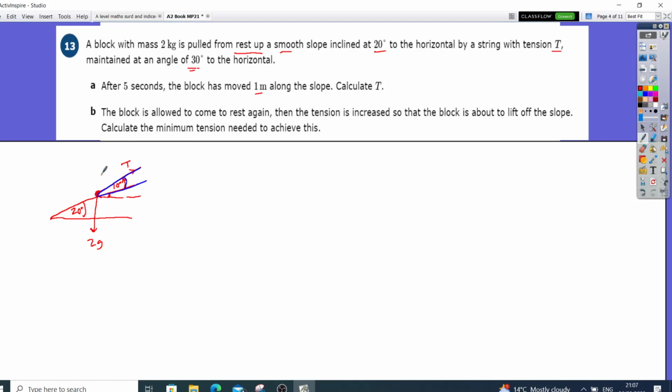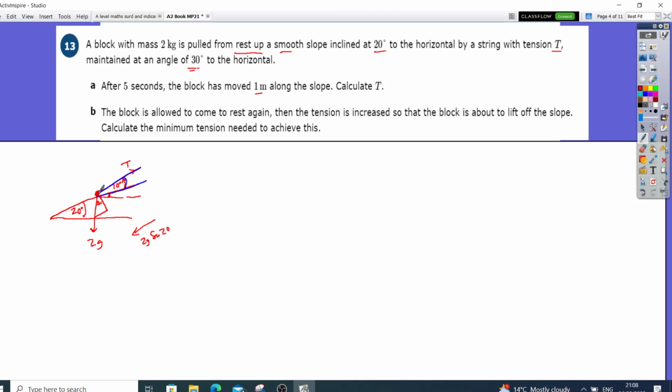Right, so let's have a look. If we draw something like this with the triangle, that will be 20. So coming down here, that will be 2g sine 20. Now we don't need to worry about the contact force here because we've been told the slope is smooth, so don't worry about that.